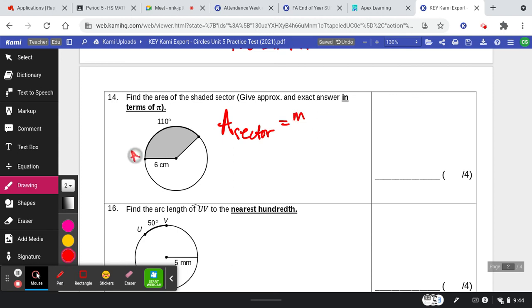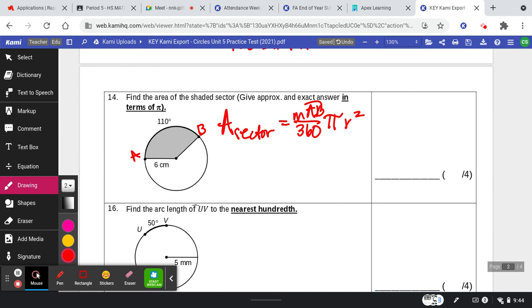I'm going to call this AB because they didn't give us any letters. My part of the whole 360 times the full circle's area, which is pi r squared. So how do I calculate just my wedge of the pizza? I'm going to do my part of the 360 times the full circle's area.